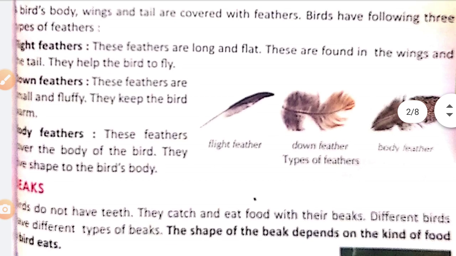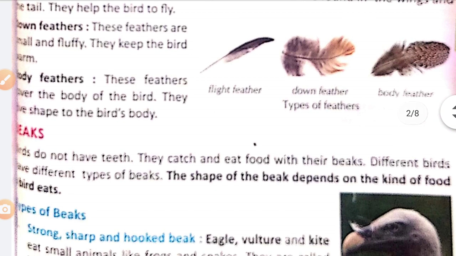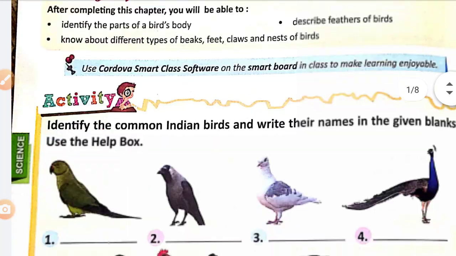So these are the 3 types of feathers which are present on the bird's body. Which are those? Once again we can see flight feather, down feather and body feather. These 3 types of feathers are present on the bird's body.